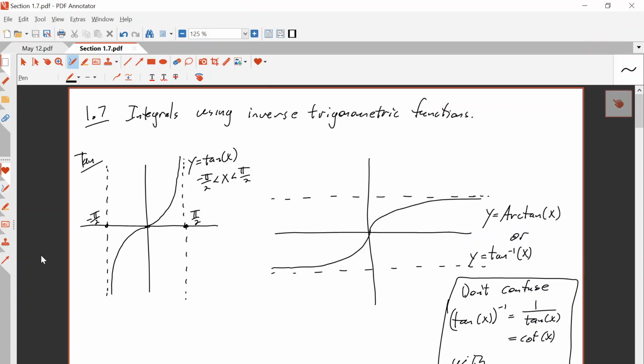Hi everyone, this is our lecture on section 1.7, which is on integrals using the inverse trigonometric functions. Before we get into that, let's briefly review what those inverse trigonometric functions are. So recall the function y equals tangent x.